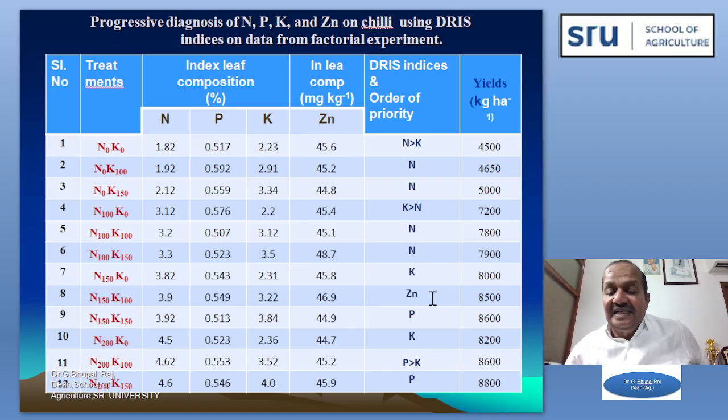What happened here? Zinc has become the limiting nutrient. So what happens in these particular treatments where we observed this? In this type of plot, we have to apply only zinc to get more yield of the chilies. So whatever DRIS norms and DRIS indices we have arrived at for the chili crop, when we tested in the field, it is showing the correct reflection. That means the values we developed are valid.